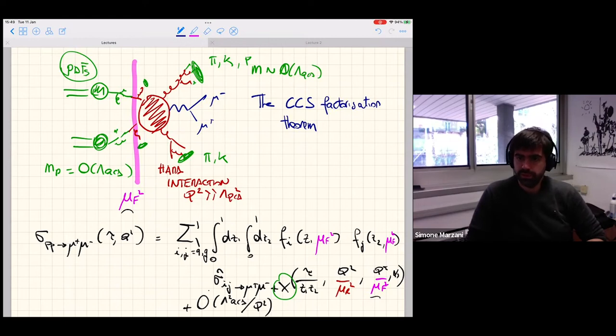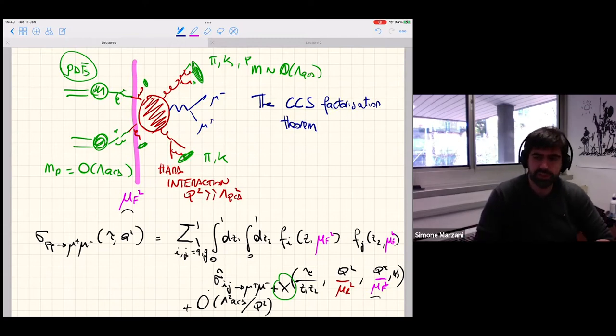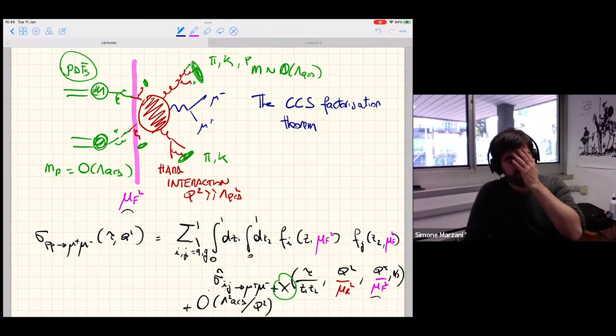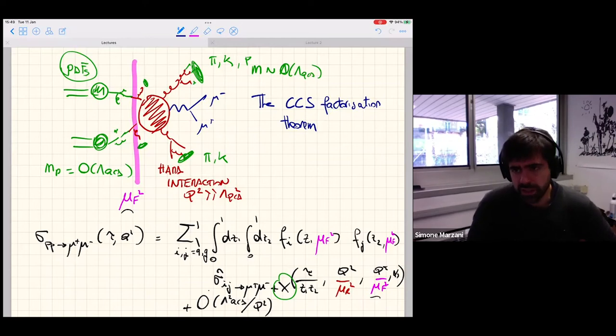The proof that we have of the factorization theorem is almost as solid as, well, I guess this is a matter of taste, the one that we have for DIS. Now, for DIS, you can use the operator product expansion to prove factorization. If you're curious, you can look up many books, for instance, in chapter 32 of Matthew Schwartz's book, there is a discussion about OPE applied to deep inelastic scattering.